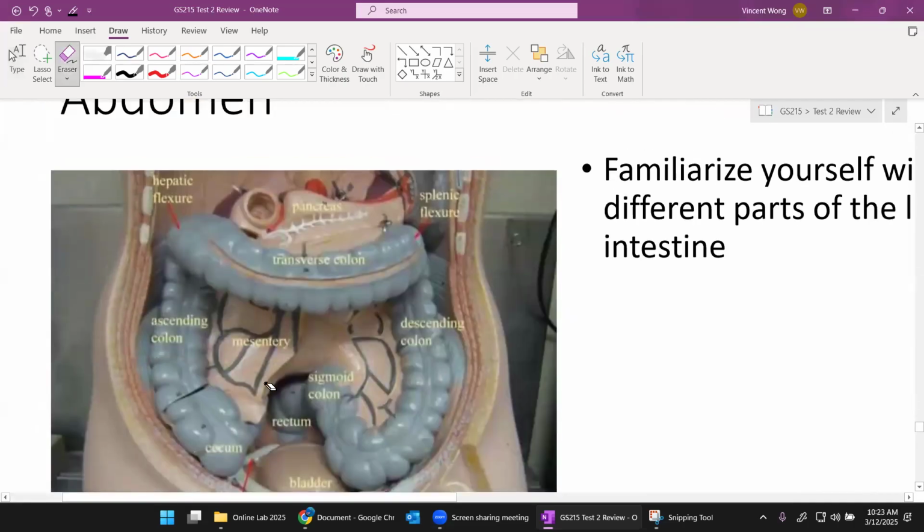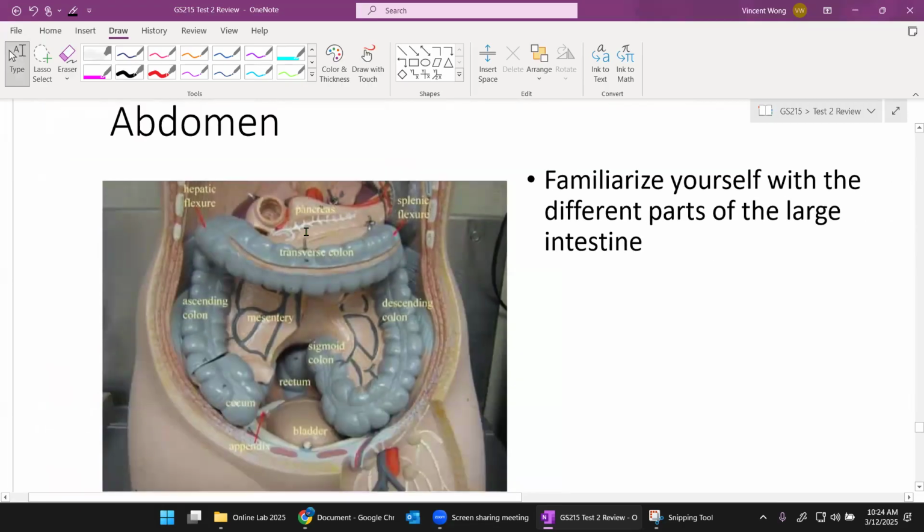Lots more information here. It's all labeled. You should compare this with the ones that we did last class. Just familiarize yourself with all the structures in here. Some of the stuff we didn't talk about, so don't worry about the fixtures here, but I think everything else we've covered.